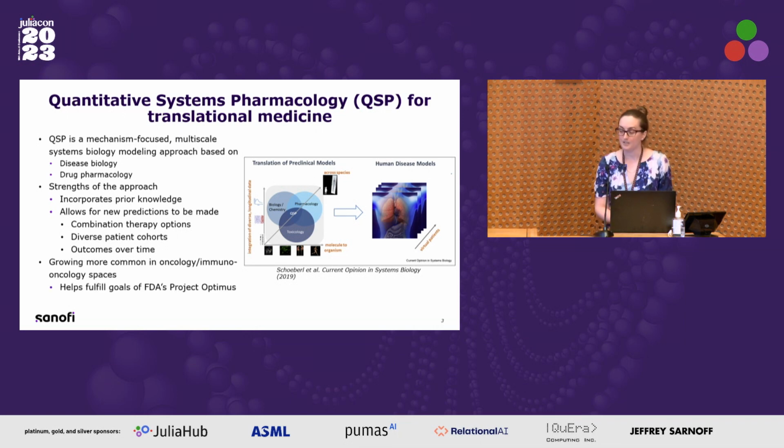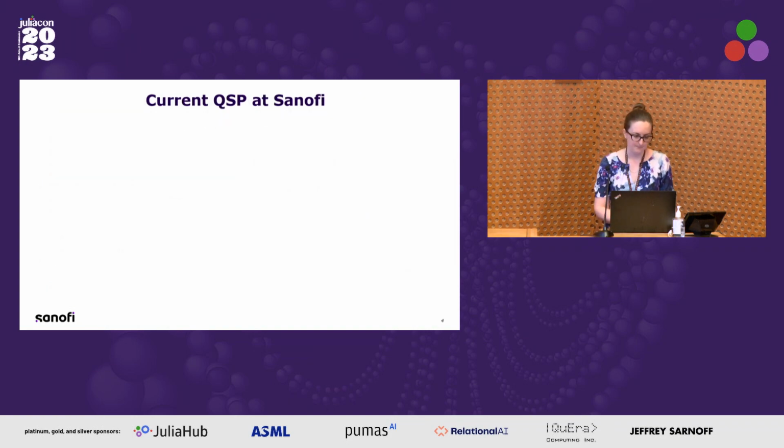It's growing a lot more common in oncology and immuno-oncology spaces, and especially with the FDA's Project Optimus, which is trying to push for multiple support before moving on to certain doses in clinical trials. Doing this in silico is very helpful.